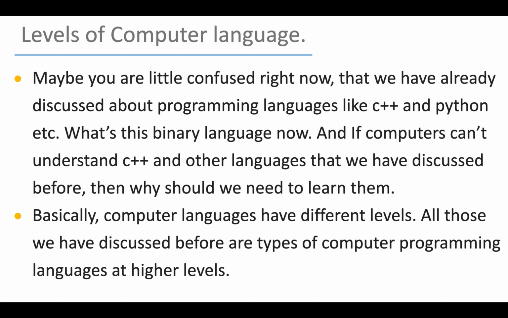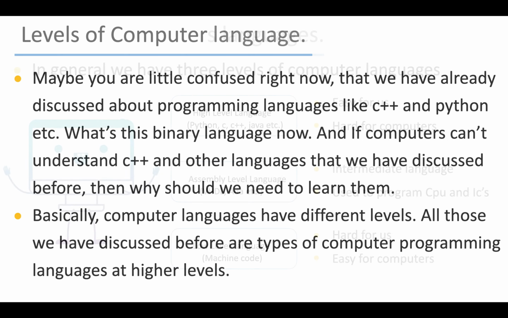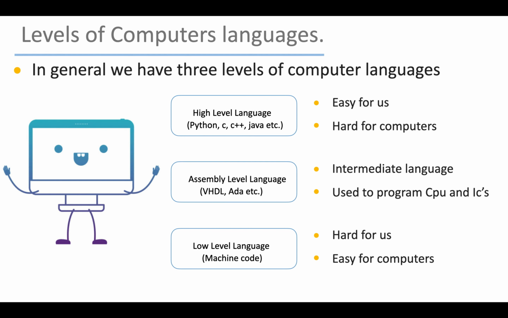All those we have discussed before are types of computer programming languages at higher levels. In general, we have three levels of computer languages: high level language, assembly level language, and low level language. Now, the level here refers to the difficulty of understanding the language, according to the computers. If we talk about the high level language, it consists of Python, C, C++, Java, etc. These languages are easy for us to understand. As you know, there are some syntaxes there, but still we can understand them.